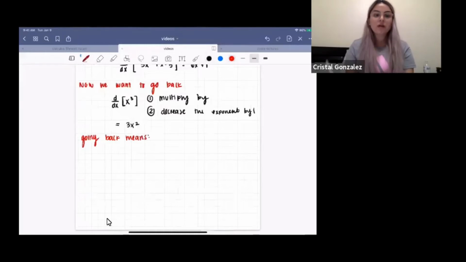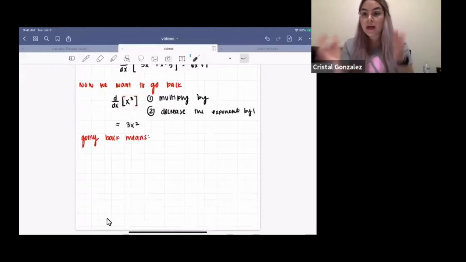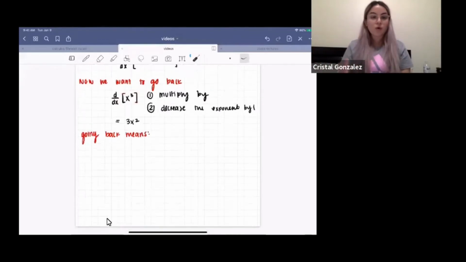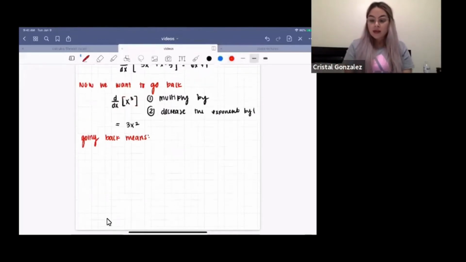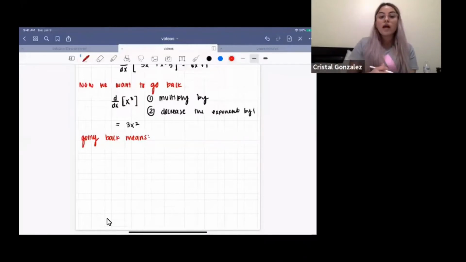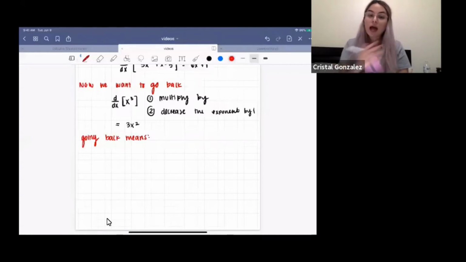We have to figure out a way to go back to the original function, to this function here. And we're going to call that, when we find the antiderivative, capital F of x. So going back means that in order to get the derivative of x cubed, we multiplied by 3 and decreased the exponent by 1. Now, instead of decreasing the exponent by 1, we're actually going to increase the exponent by 1.